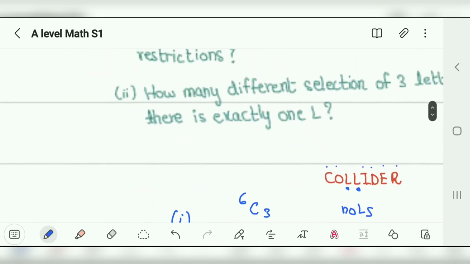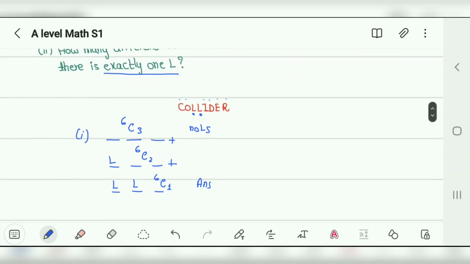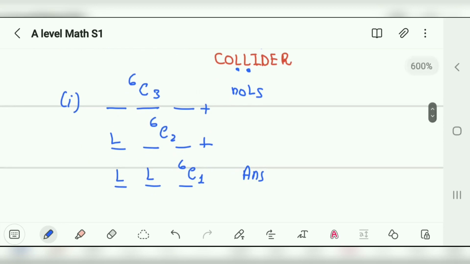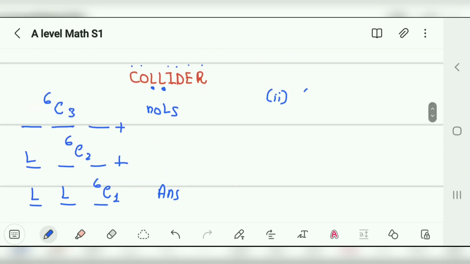This is part 1. And in part 2 it says how many different selections of 3 letters can be made if there is exactly 1 L. If there is exactly 1 L, then this is the answer. 6C2 is the answer. So part 2 is 6C2.